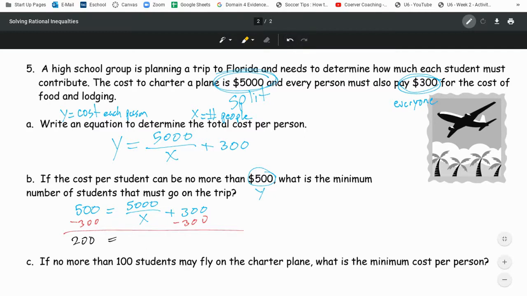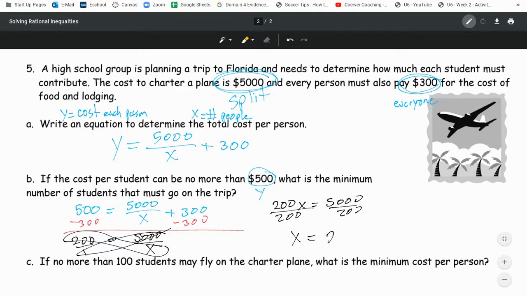200 is equal to 5,000 divided by x. Okay, here, now I can just simply cross multiply, right? So we have 200x is equal to 5,000. I divide by 200, and that gives me a total of 25.